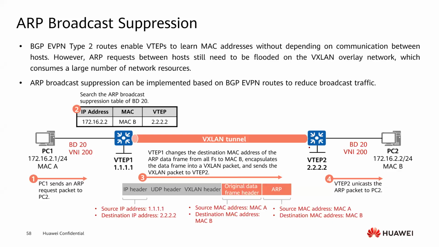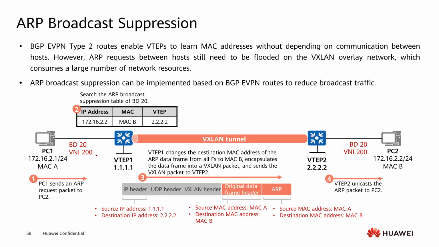The first feature is ARP broadcast suppression. The BGP EVPN type 2 routes enable VTEPs to learn MAC addresses without depending on communication with hosts. However, the ARP requests between hosts still need to be forwarded on the VXLAN overlay network, which will consume a large number of network resources. ARP broadcast suppression can be implemented based on BGP EVPN to reduce broadcast traffic.